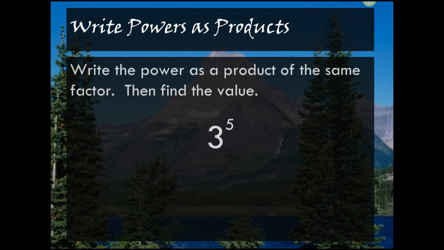Next, let's write a power as a product of the same factor, then find the value. To write a power as a product of the same factor, it means we're going to multiply it out. We start with the base, which is 3, and the exponent of 5 tells us that we need to multiply 3 times itself 5 times. So we write out 3 times 3 times 3 times 3 times 3.